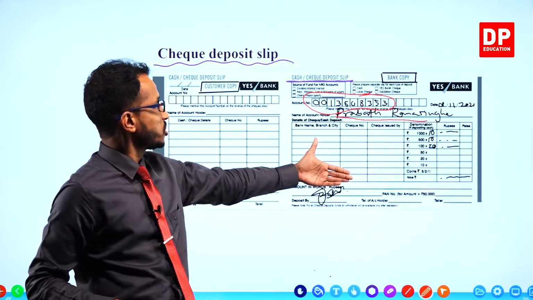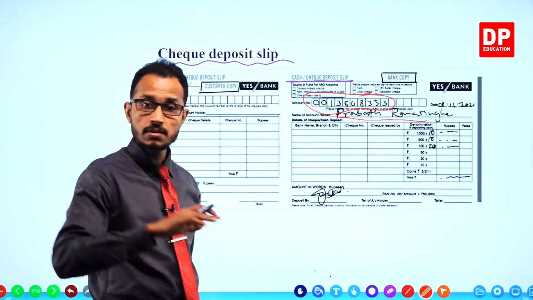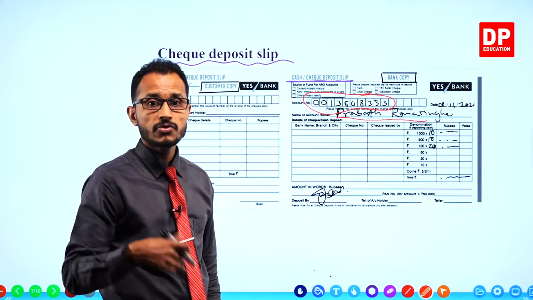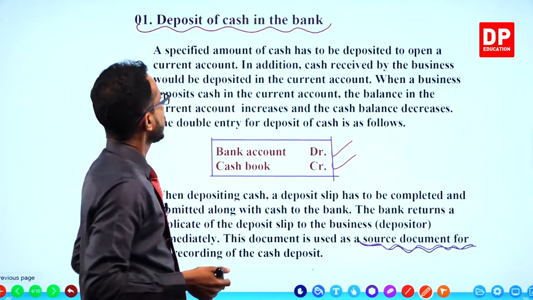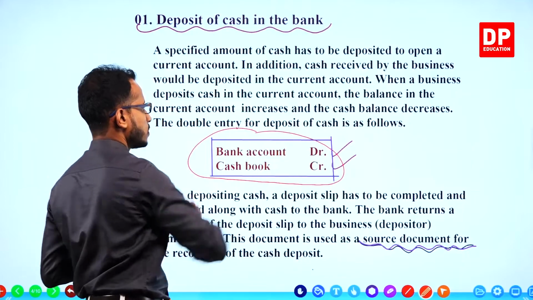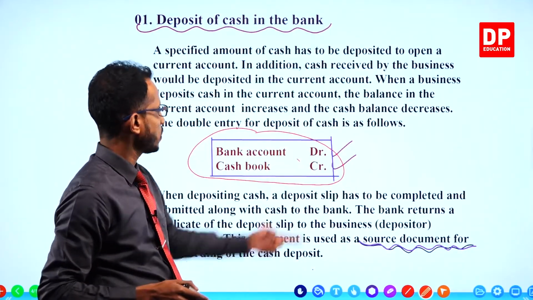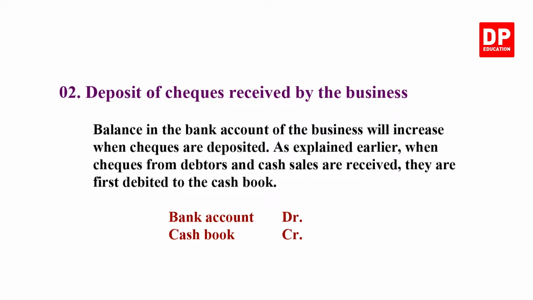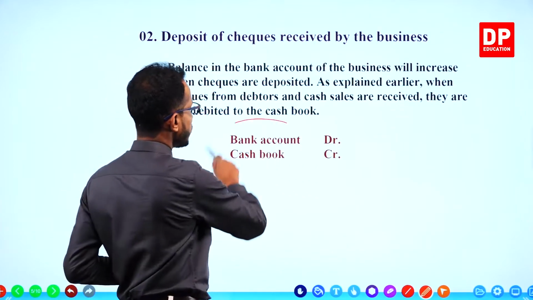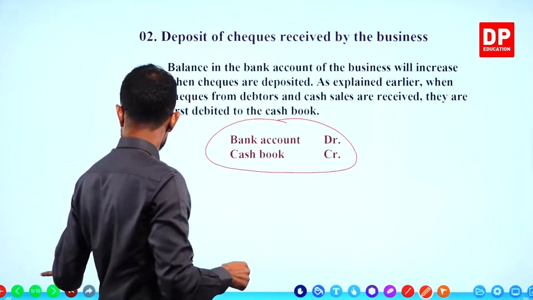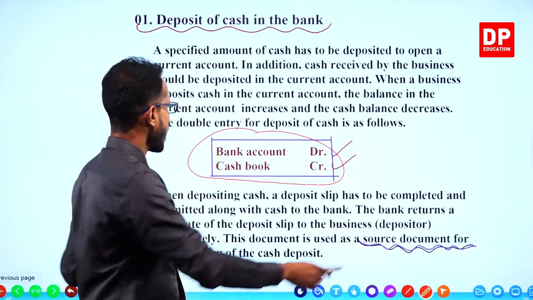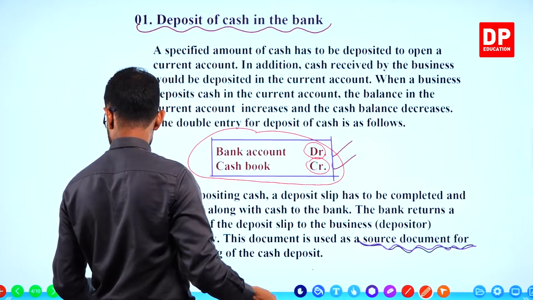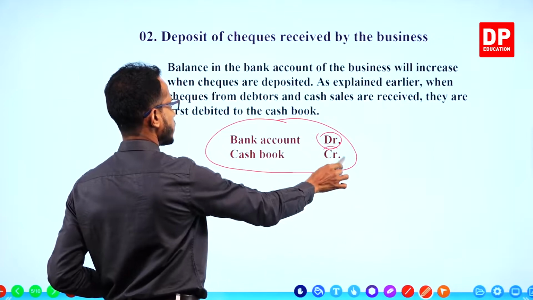This is a cash or check deposit slip, which you can obtain from any bank, and fill it before you deposit the cash in the account. Double entry, we already discussed the double entry: bank account debit, cash account credit. Right. Deposit of checks received by the business. Now children, same double entry is given: bank debit, cash credit.